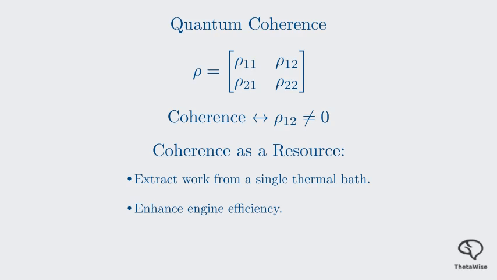The challenge is that coherence is fragile. It's easily destroyed by interactions with the environment, a process called decoherence. This is why open quantum systems are so important. So quantum coherence, represented by off-diagonal elements in the density matrix, is a powerful resource that can be used to perform non-classical thermodynamic tasks, but it is fragile and easily lost to the environment.